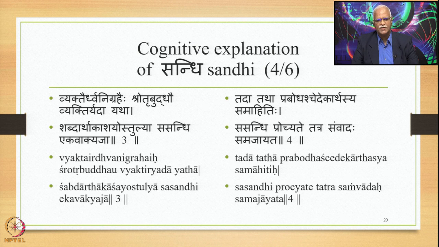And the second set of verses are this, vyaktair dhvanik grahai shrotru buddhau vyaktir yada yatha shabdartha kashayostulya sasandhi ekavakyaja tada tatha prabodhaschet ekarthasya samahitihi sasandhi prochyate tatra samvadas samajayat.